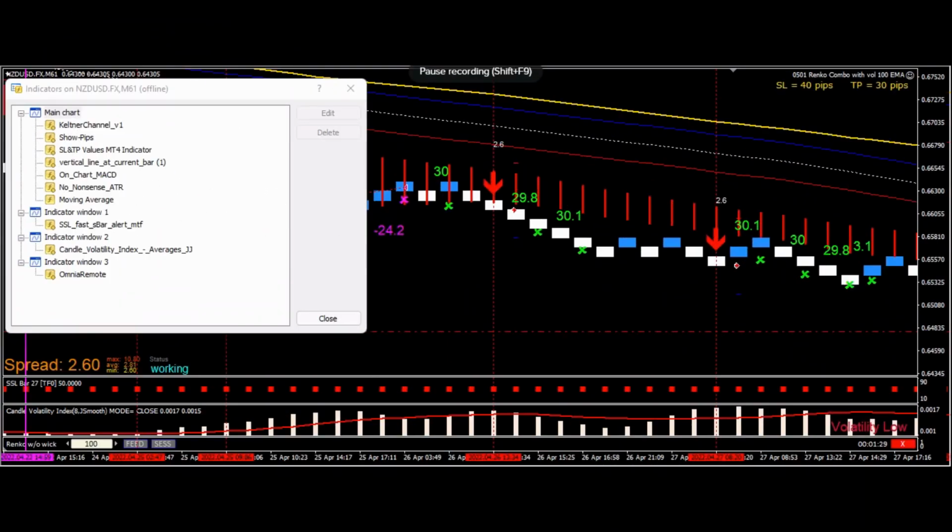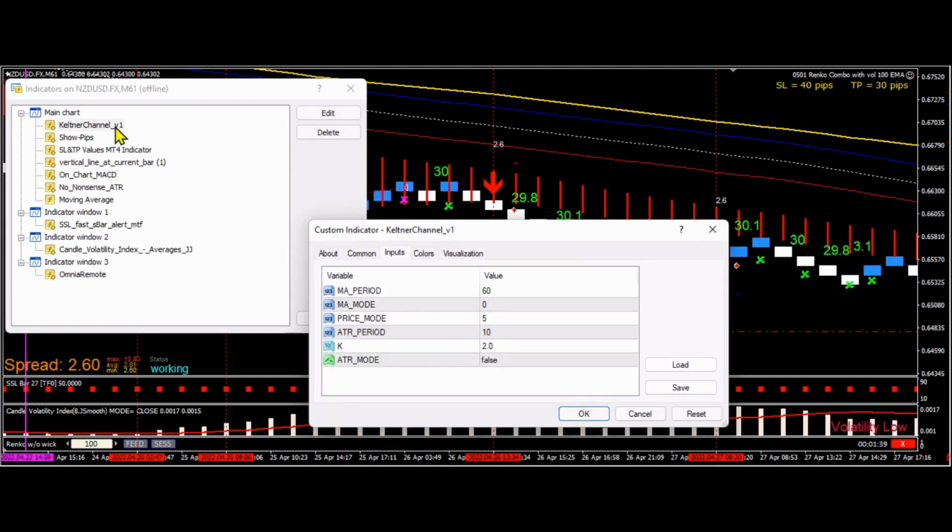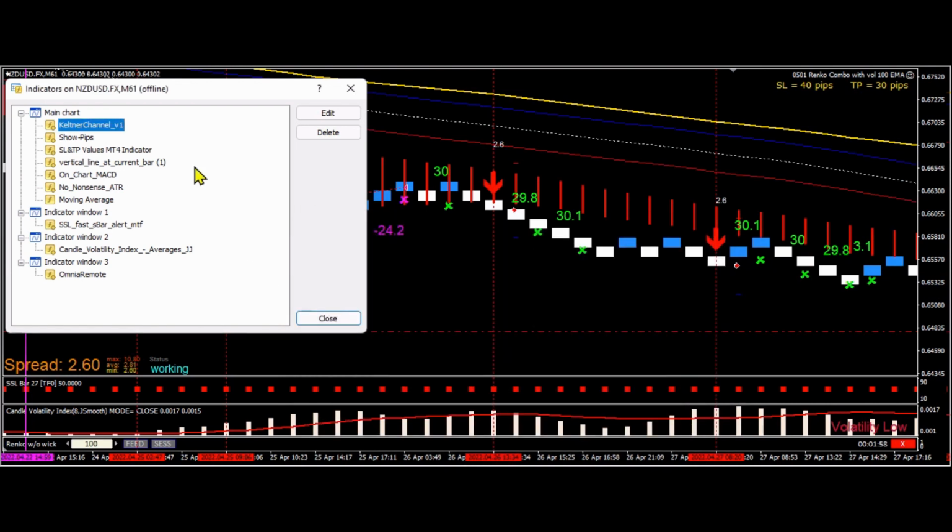So I promised you that I would run through all of the indicators and the inputs, all the parameters. So let's start with Keltner channel. For Keltner channels, I have a moving average of 60, mode 0, price mode 5, ATR period 10, and the K, which is that deviation, is 2. Okay, so show pips just shows me what pips. Stop loss values shows me what my current stop loss and take profits are.